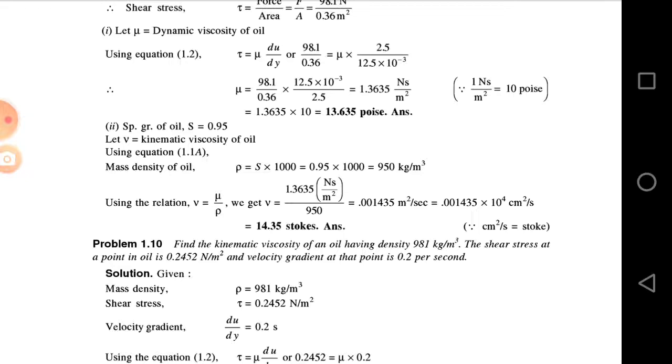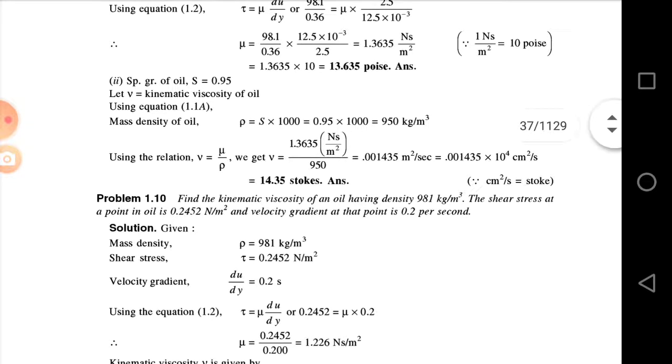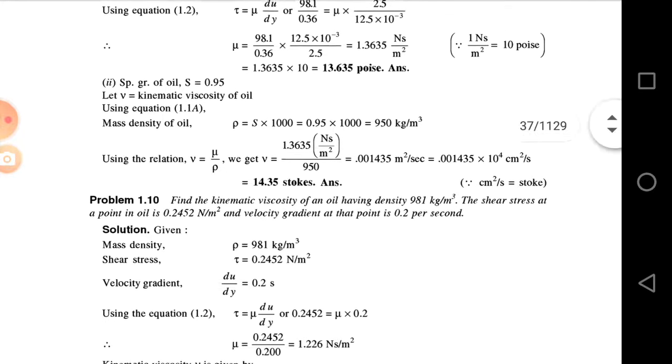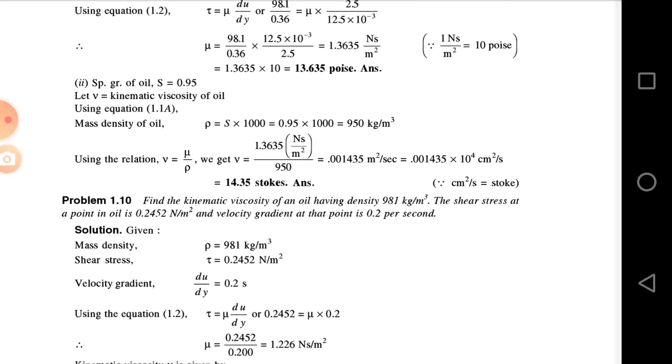13.635 poise. Okay. And the mass density of oil, specific gravity being 0.95, is 950 kg per meter cube. Now using the relationship for kinematic viscosity, nu is mu by rho, you get the viscosity as 0.001435 into 10 power 4 centimeter square per second. So it is 14.35 Stokes.